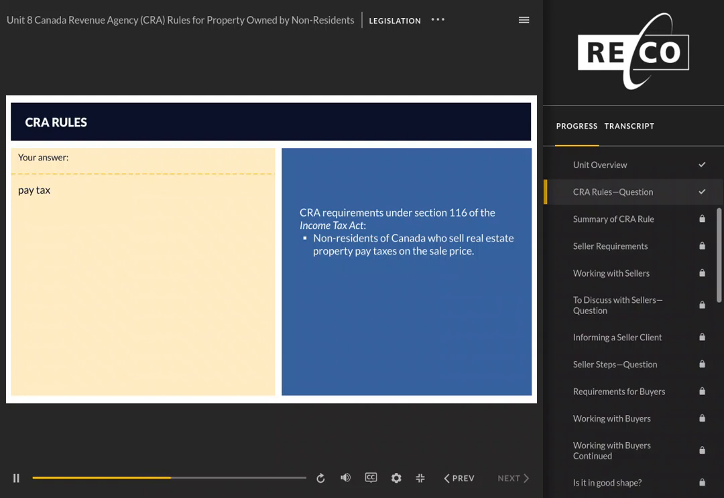But how is this relevant to your work? You need to know about this because it will help you better inform your seller clients about additional compliance requirements applicable to them. It will also help you take steps to protect your buyer clients' interests when purchasing property from a non-resident of Canada. Click the Pro Tip button to learn more about taxes and real estate.